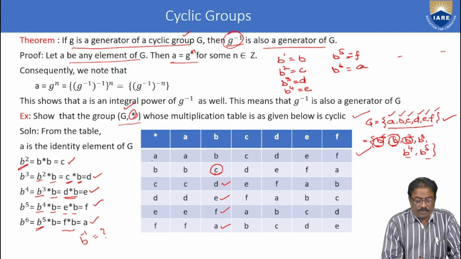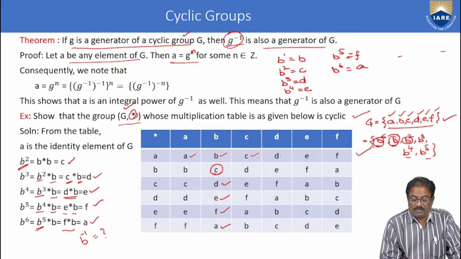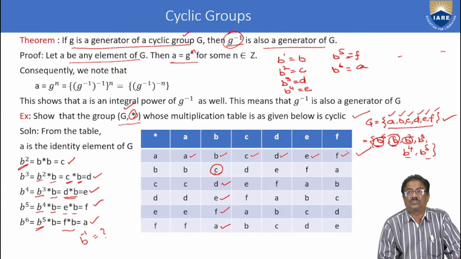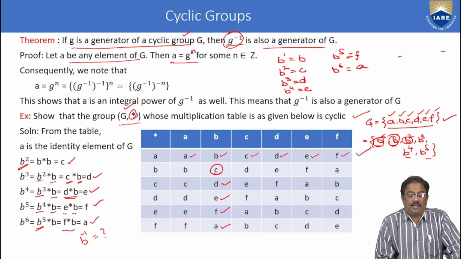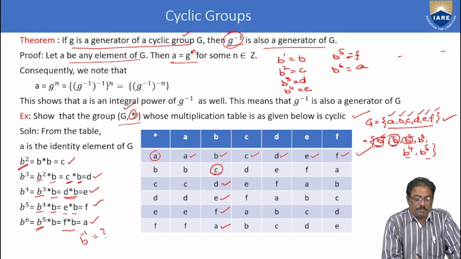Observe here, if I am taking A star A, I am getting A. A star B, I am getting B. A star C, I am getting C. A star D, I am getting D. A star E, I am getting E. A star F, I am getting F. So from this I am going to say that A is the identity element.